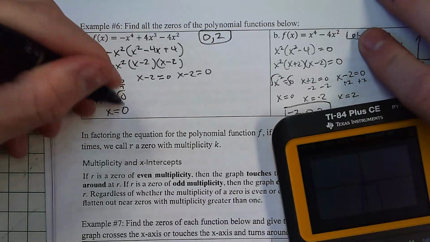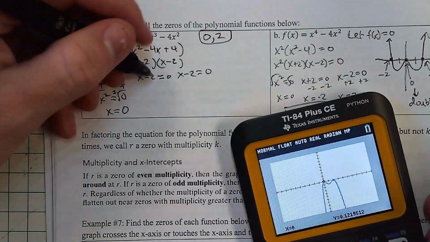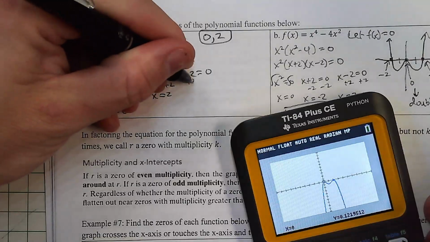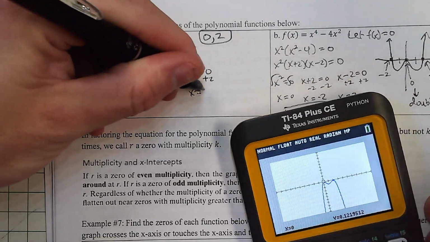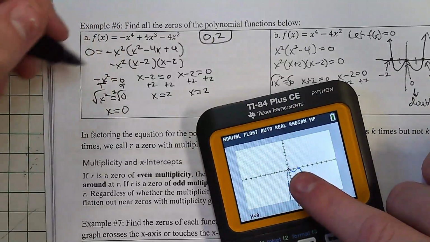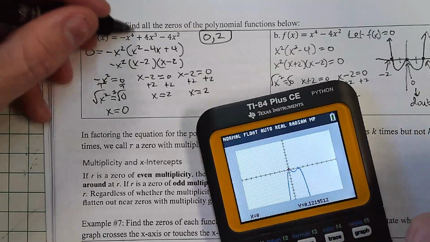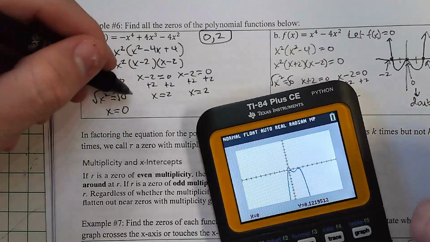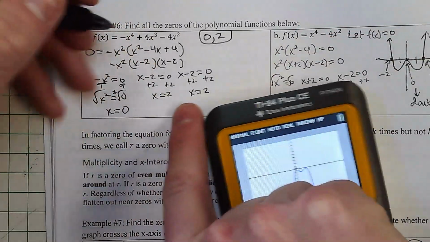So square root, plus or minus. Now, here's the thing. Y'all know what it means when it's touching it like that? Do y'all know what it means when it's touching it like that? What that means is it's happening twice. We were supposed to have how many answers? 4. And we end up only having 2. Why? Because 0 repeated twice and 2 repeated twice.